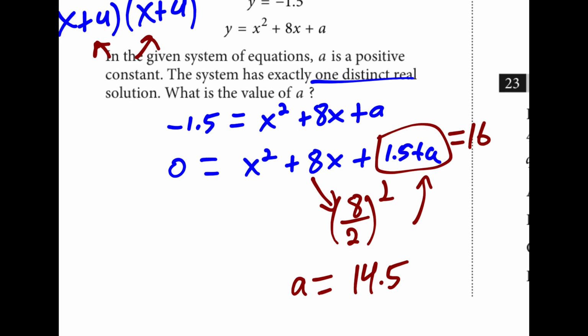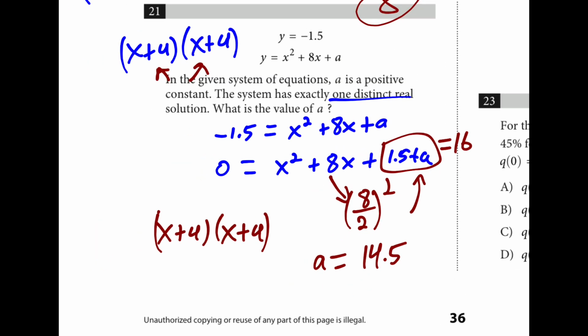Why is that the right answer? Because now we have x plus 4 times x plus 4 is equal to 0. Wow, did I really pick the right answer without looking at that? And they're both going to be negative 4, so that's why there's only one real solution.